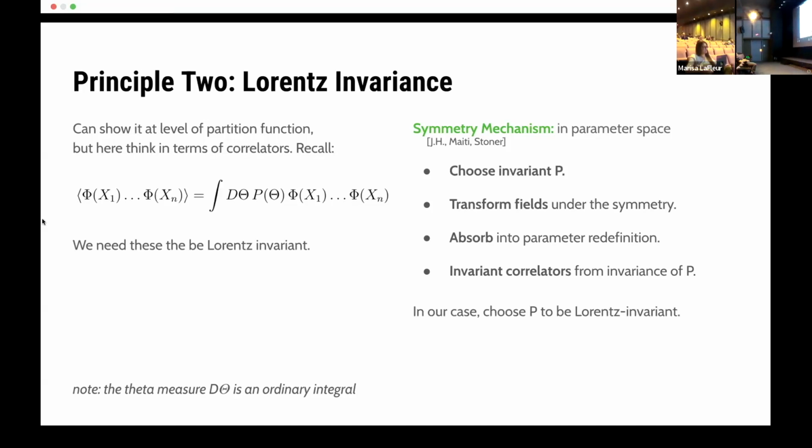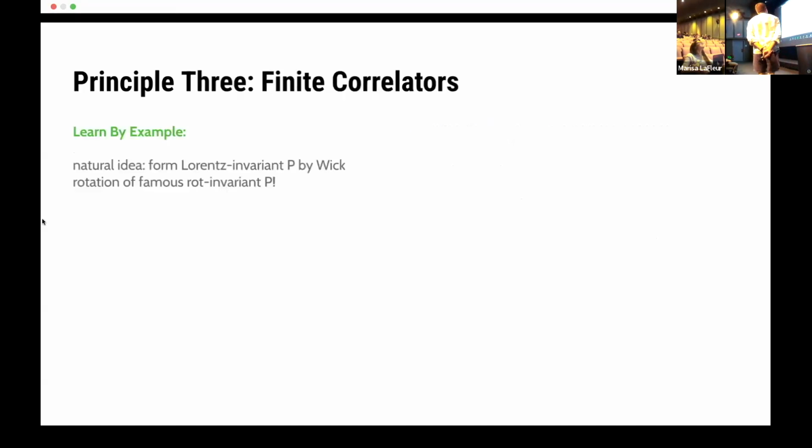So both of the things that I just said actually sound pretty easy, and it seems maybe too good to be true so far. And so what I want to tell you is something that I think is really the big constraint, and I want to learn the pain of this constraint by considering a simple example. So the final thing after we do homogeneity and Lorentz invariance is that we need to end up with correlators that are well enough behaved that they don't diverge everywhere. So the natural idea is to get a Lorentz invariant P by Wick rotating some famous rotationally invariant probability density. Does anyone have a favorite rotationally invariant probability density?